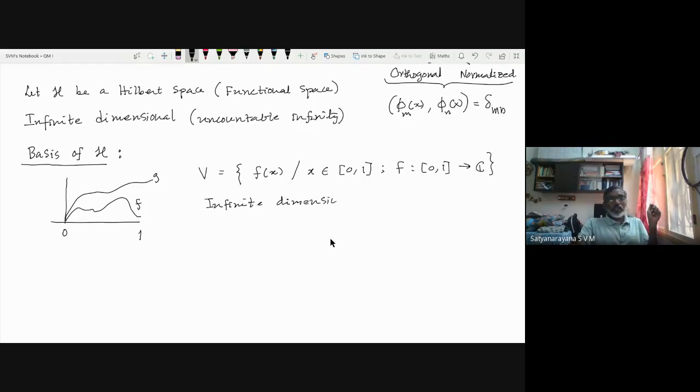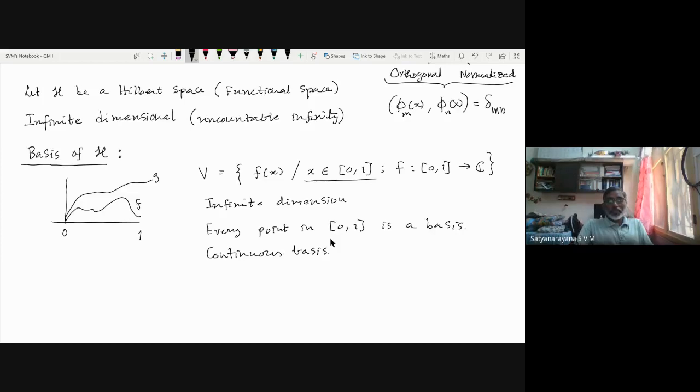Why is this infinite dimensional? Because I require the value of the function at every point in x. So every point in the interval 0 comma 1 is a basis. Now this basis is what we call a continuous basis. I can represent that by x, where x is between 0 and 1. So there is a continuous basis, which is something we have understood earlier.